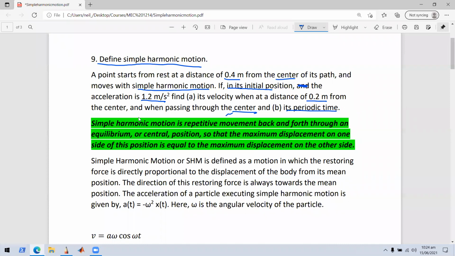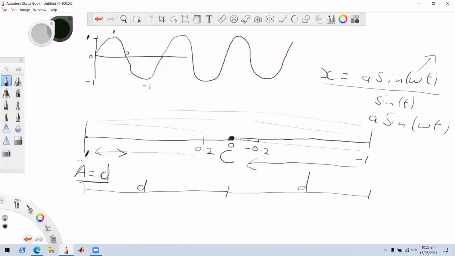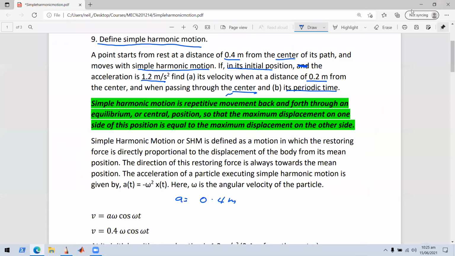A point starts from rest at a distance of 0.4 meters from the center, right? So 0.4 meters from the center, and the acceleration at that point. So this here would be A, that distance here. A here would be 0.4 meters from the center. If they say the distance between 2 points is something like 4 meters, then we obviously need to divide this by 2 to get half the distance. But 0.4 is the distance from the center.